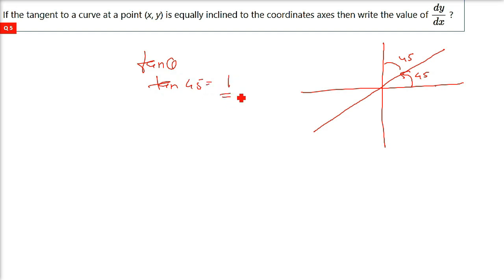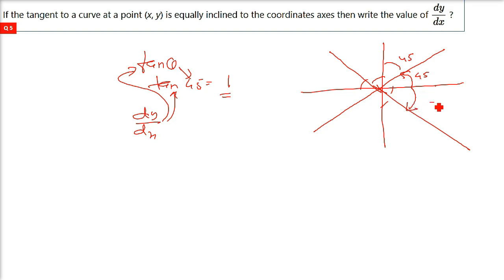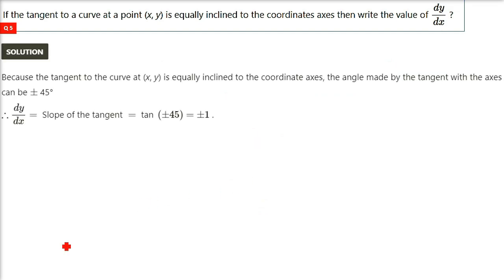No, it's not only 1. See, dy by dx, tan 45 degree or tan theta, all these are the same. So this is going to be 1. But as I'm saying, if I make a line like this, this is also equally inclined to the coordinate axis. So there will be two lines, and if you compute the angle in the anti-clockwise direction, the slope will be negative. Basically it's tan minus 45 degree, and you know tan minus theta is minus tan theta. So it will be minus 1. Plus minus both will be the answer. So this is the whole scenario which I just explained. This is how you're going to go about it.